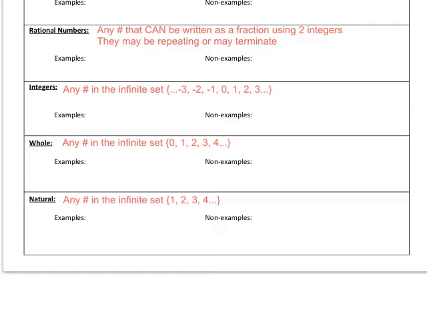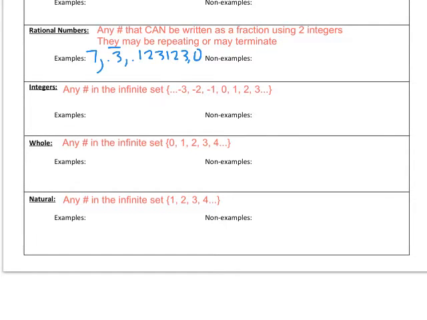Next up we have rational numbers. These are any numbers that can be written as a fraction using two integers. They may be repeating or they may terminate. So in terms of some examples of rational numbers, the number 7 is rational. The number 0.3 repeating is rational. This decimal here, it is repeating, but it is rational because it can be written as a fraction, and 0.